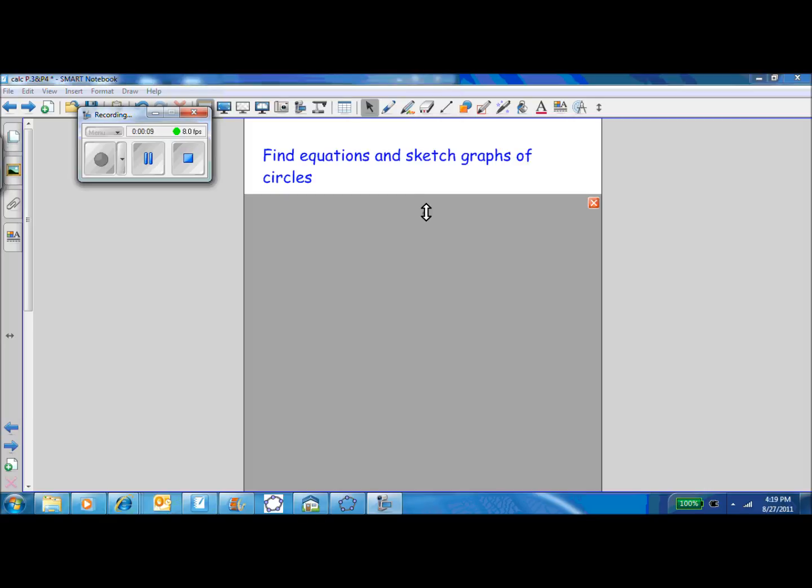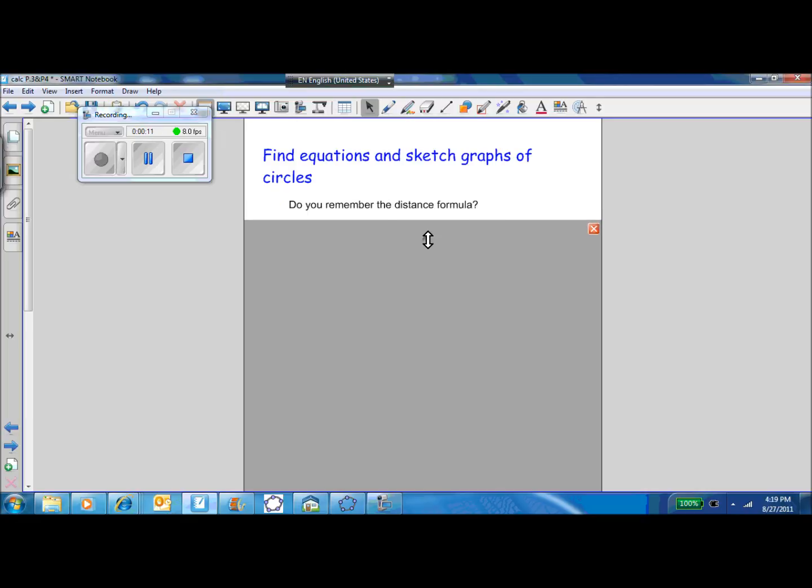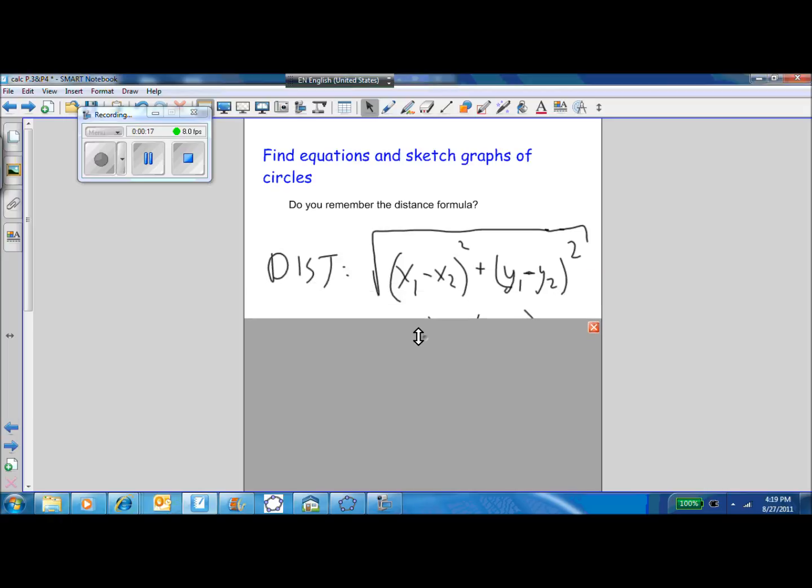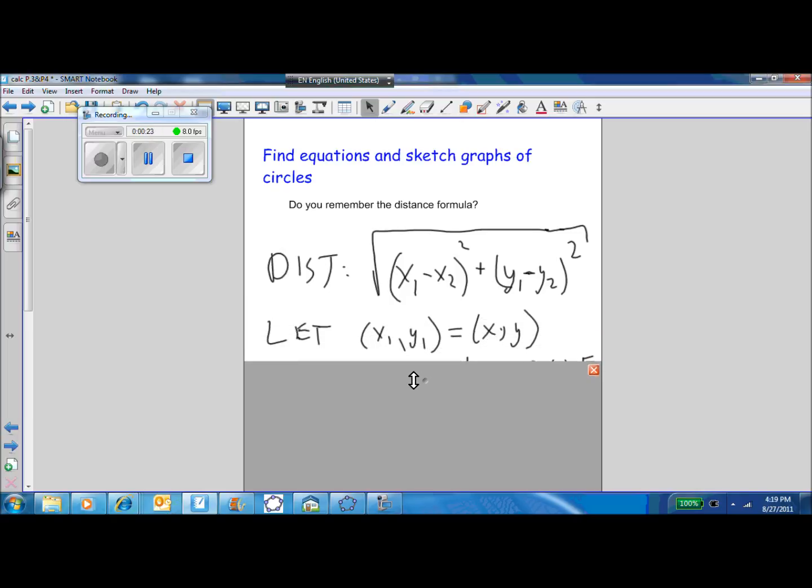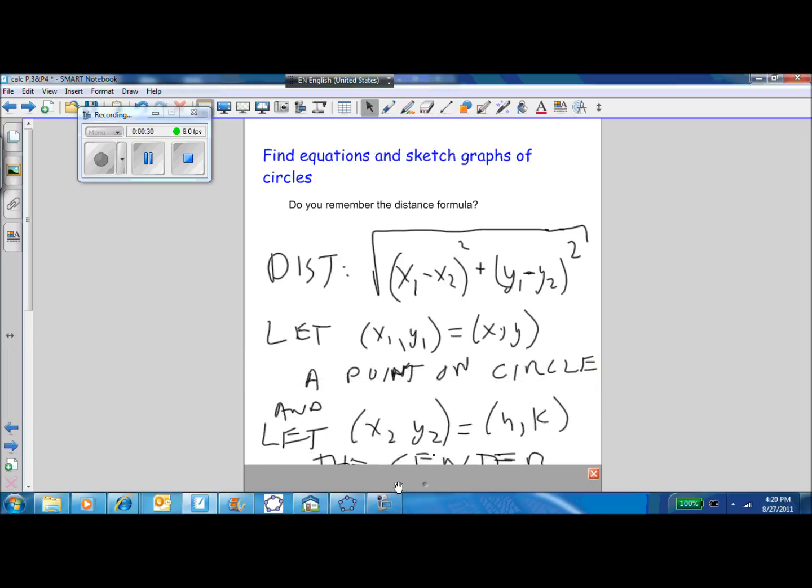Find equations, sketch graphs of circles. Well, I'm sure you remember the distance formula. We just talked about it. Square root of (x1 minus x2) squared plus (y1 minus y2) squared. And we're going to use this to develop the equation for circles, because we're going to let one of the points, x1 and y1, be just any old point on the circle, and let the other point, x2, y2, be the point (h, k), the center of the circle.